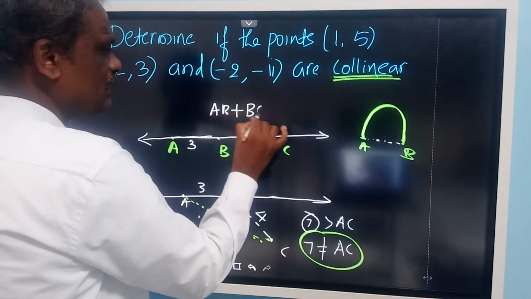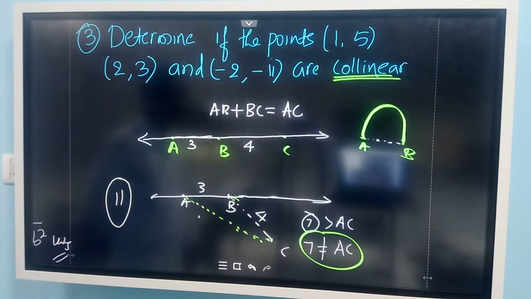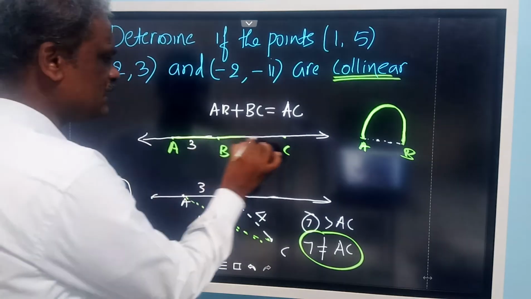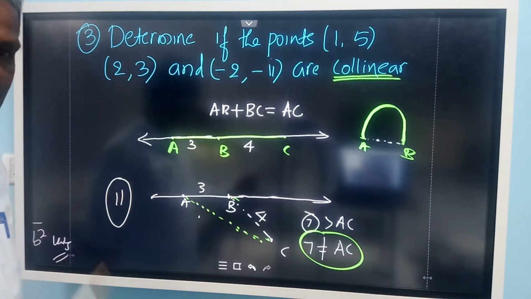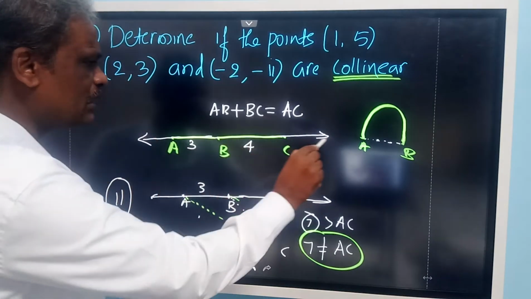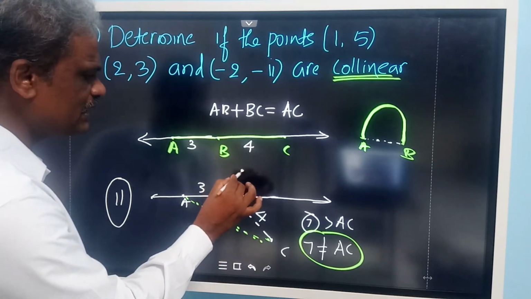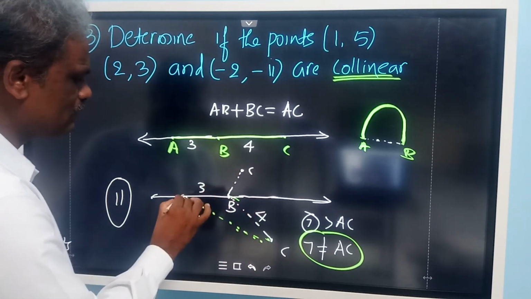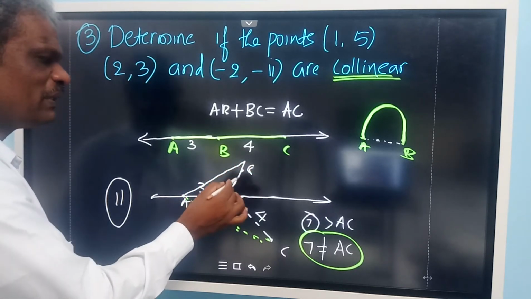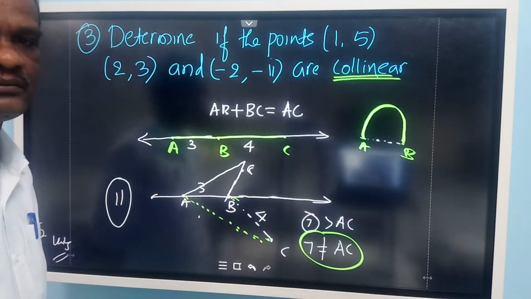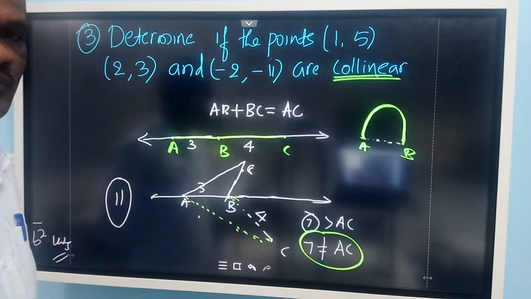AB plus BC, if you add, it will be equal to AC if they are all on the same straight line. So AB added to BC is 3 plus 4, then AC also will be 7. This is possible only if the points are all collinear. If they are non-collinear, suppose you take C here, then also it forms a triangle. So then also AB plus BC will never be equal to AC. So if they are non-collinear, definitely it forms a triangle.